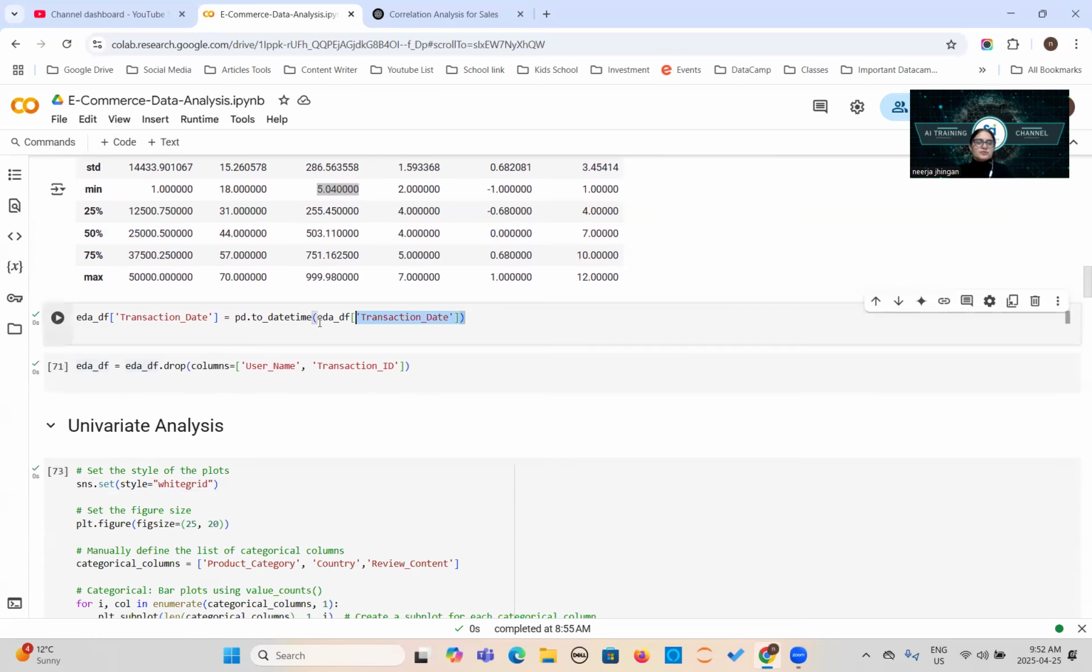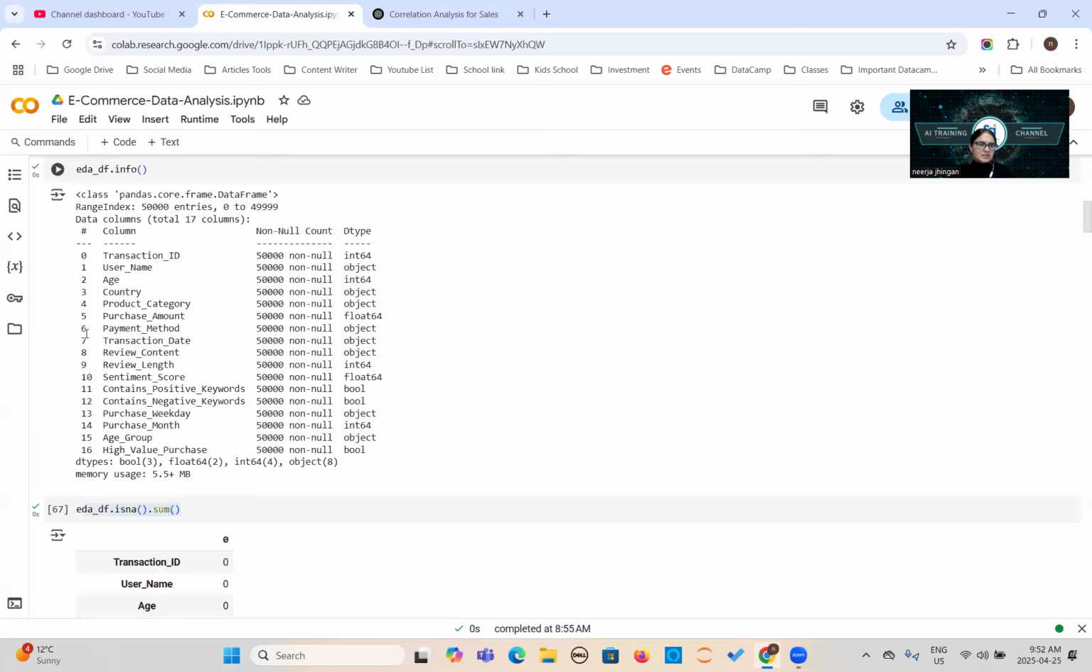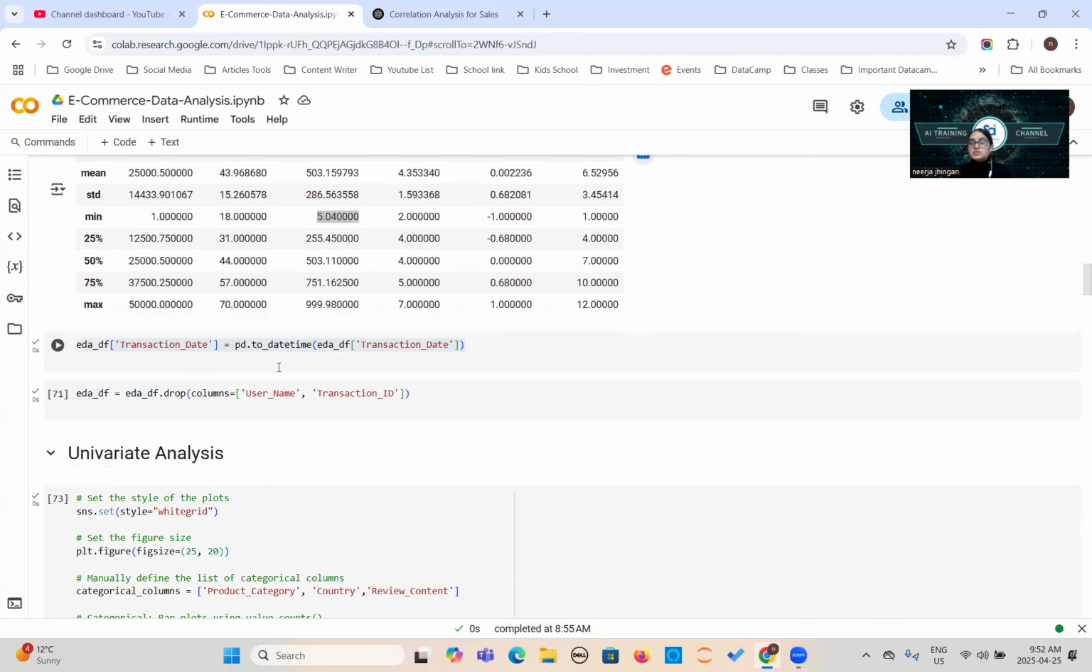Here, your first goal is to convert your transaction date. It is coming up right now with the object data type. So your goal is to convert it into date and time, which is very important. So what we will do is use the pandas to_datetime feature, and then we will pick up this one, convert it and put it again into the EDA.